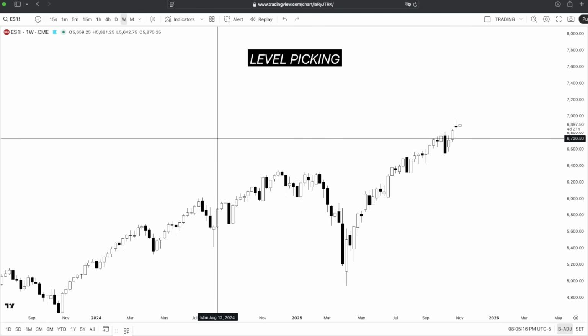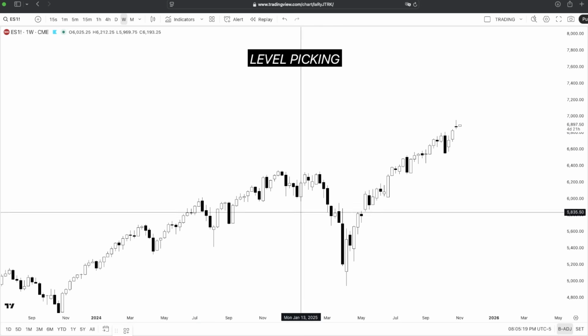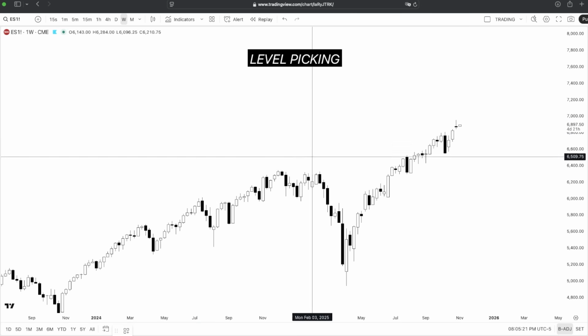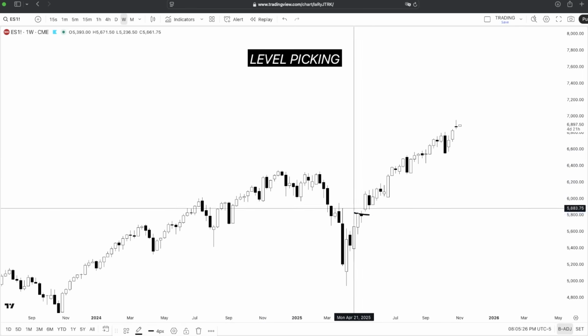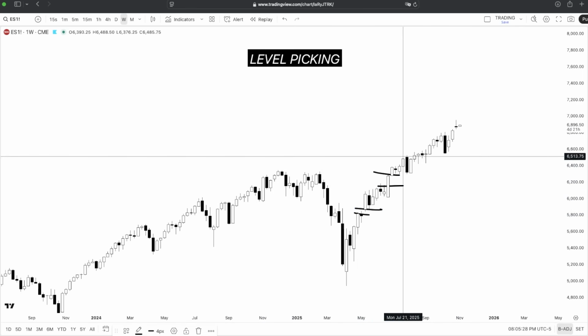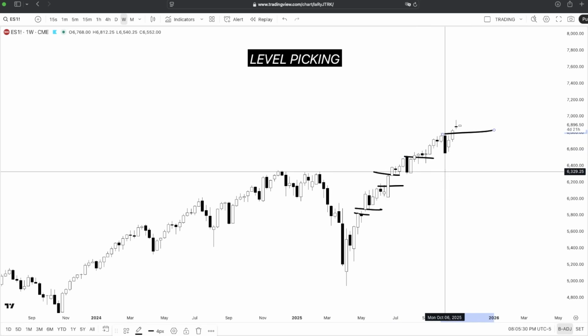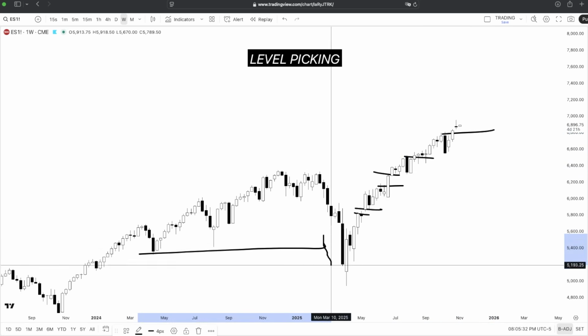So if you have watched all those videos, what you're going to be left with is an understanding of how to mark a whole ton of different types of levels, but we don't use all of those, right? We don't use every fair value gap that shows up. We don't use every order block that shows up in the market. We don't use every liquidity sweep in the market either.